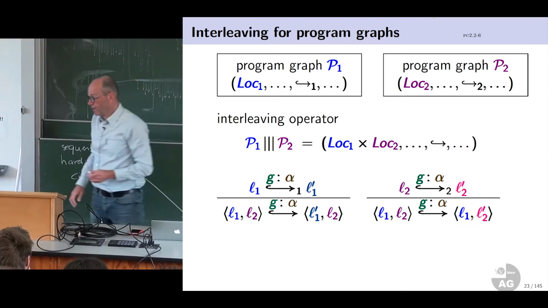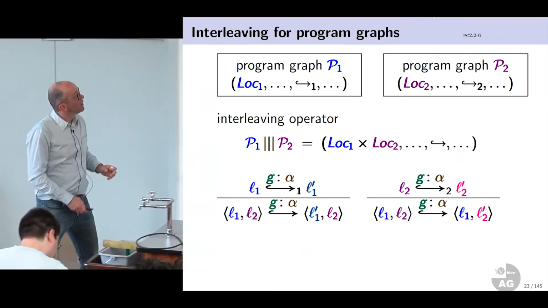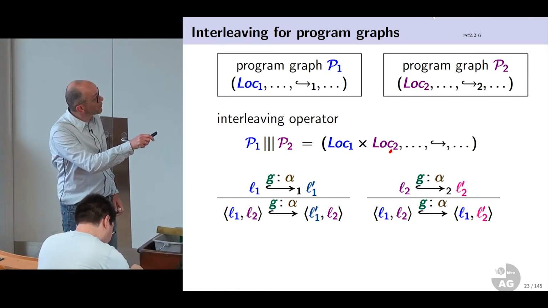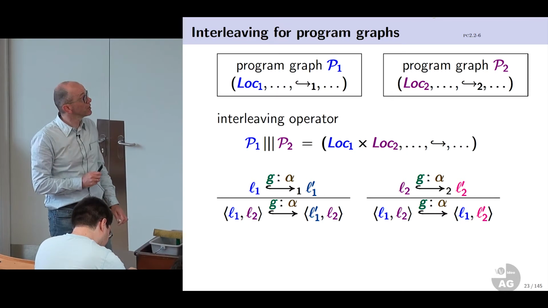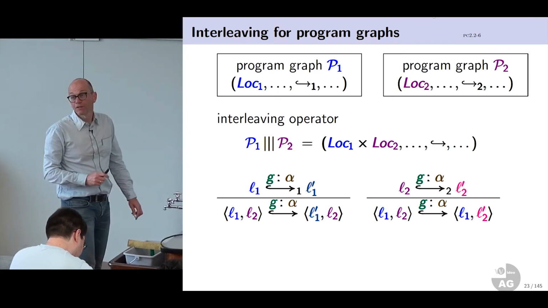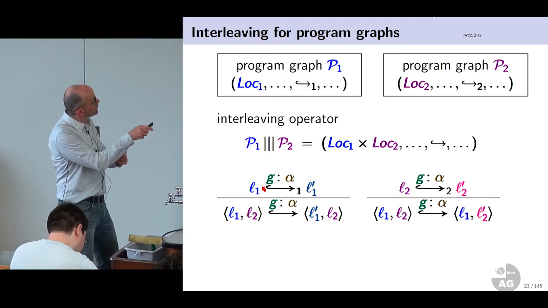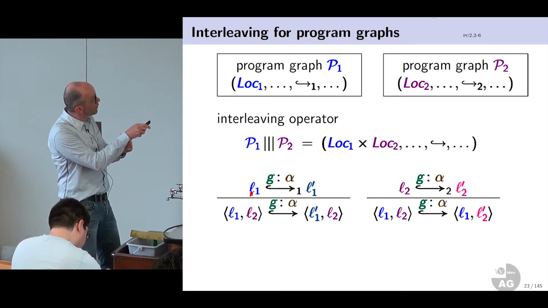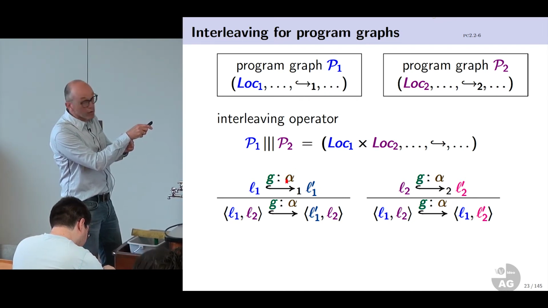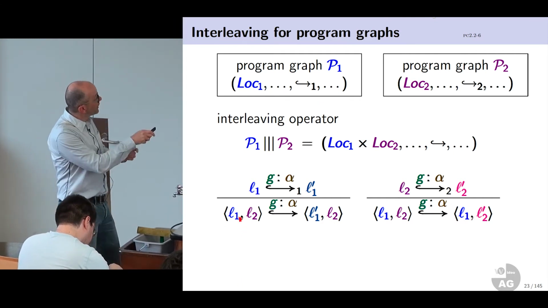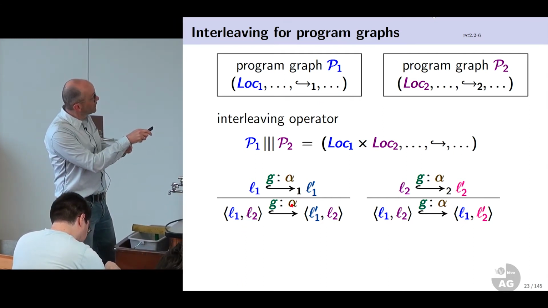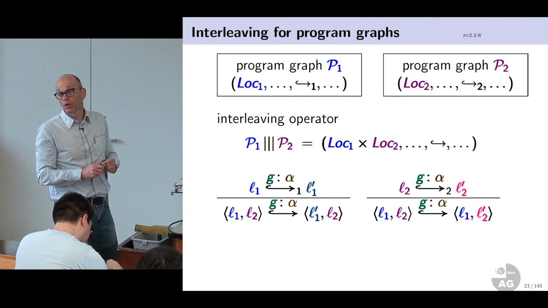So what's the idea here? The idea is that we're going to take as the set of locations the pairs of locations of the first program graph and the second program graph. And we have to have edges. Remember what the edges in the program graphs were? They have guards and actions. So this means if the left program graph number 1 has an edge from L1 to L1 prime, guarded with guard G, and doing action alpha while evolving, then the pair L1, L2 can also do G alpha, where L1 evolves to L1 prime according to the premise, and L2 stays where it was, it stays at L2.